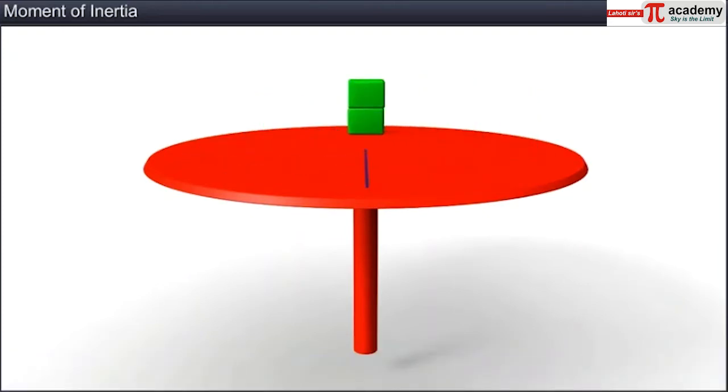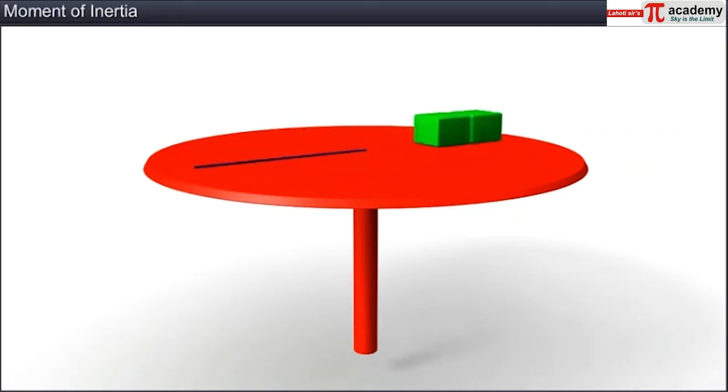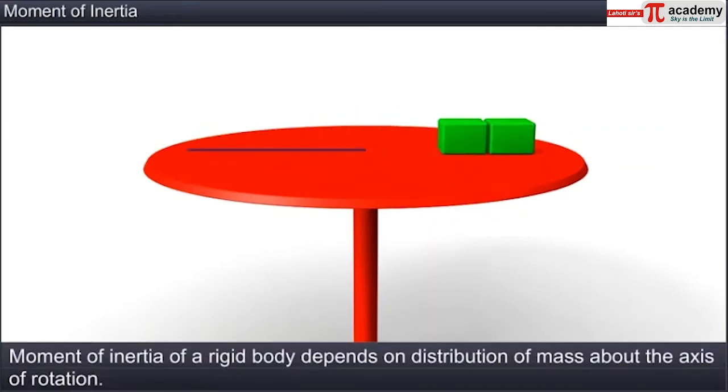If one of the weights is shifted as shown, then we observe that its angular speed of rotation increases. This means that the moment of inertia of a rigid body also depends on the distribution of mass about the axis of rotation.